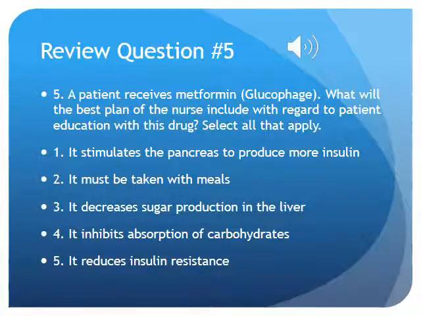Review question 5. A patient receives metformin, Glucophage. What will the best plan of the nurse include with regard to patient education with this drug? Select all that apply. 1. It stimulates the pancreas to produce more insulin. 2. It must be taken with meals. 3. It decreases sugar production in the liver. 4. It inhibits absorption of carbohydrates. Or 5. It reduces insulin resistance.